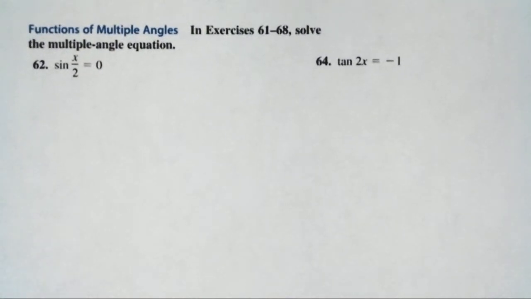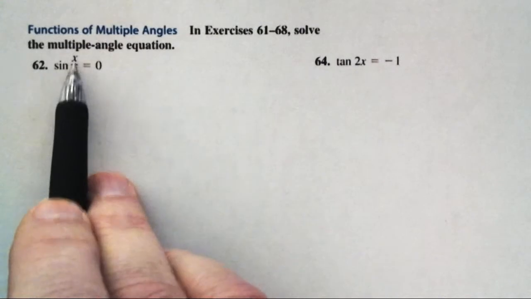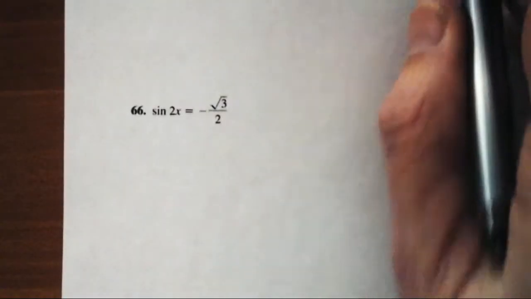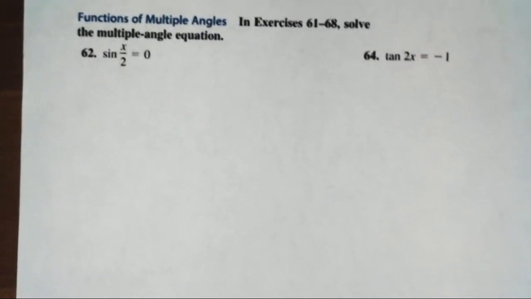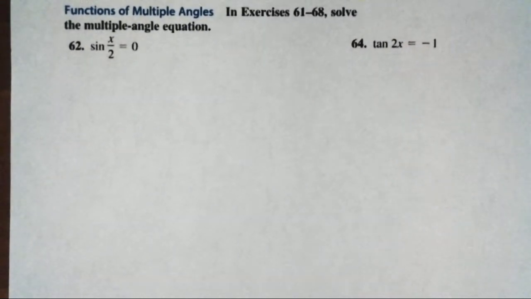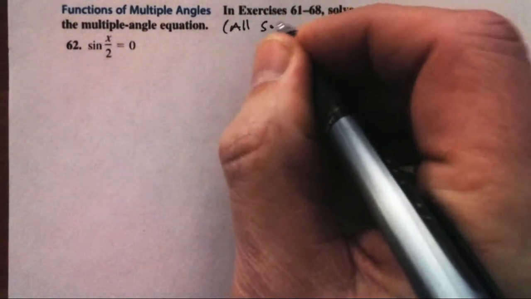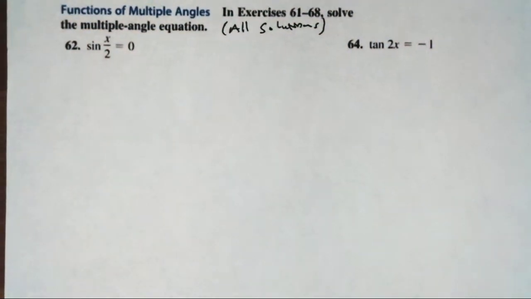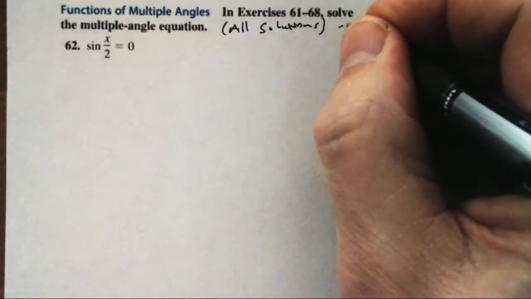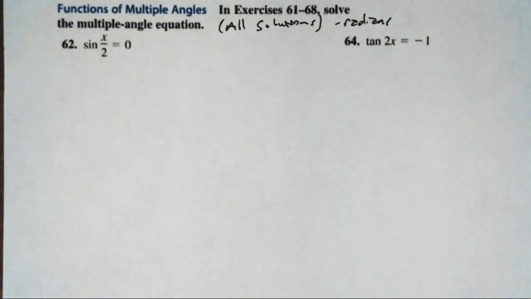Here comes a huge issue that you need to be good at when you're in calculus, and that's when we don't have plain old x's here. Got x on 2, 2x, x on 4, and we're supposed to solve the multiple angle equation. And when it says solve, it means all solutions. We didn't get a 0 to 2 pi, we didn't get a 0 to 360 degrees, and we're going to assume when they don't ask that we're going to be working in radians.